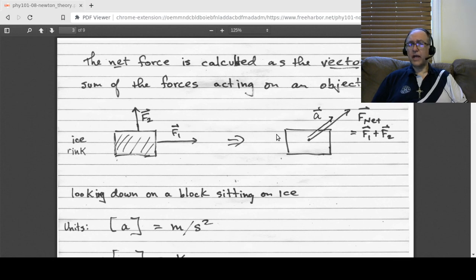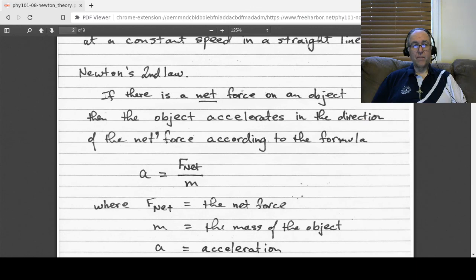How is Newton's first law a special case of Newton's second law? Let's take a look. Let's go back to the formula, where F net divided by m is equal to a. Suppose F net is 0, because Newton's first law says in the absence of any net force. In other words, if F net is equal to 0, it doesn't matter what the mass is, because 0 divided by any number is 0. So if F net is 0, then a must be 0.